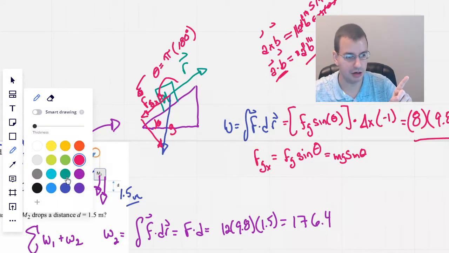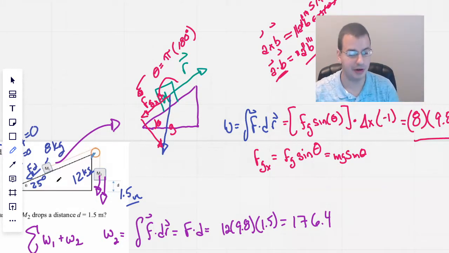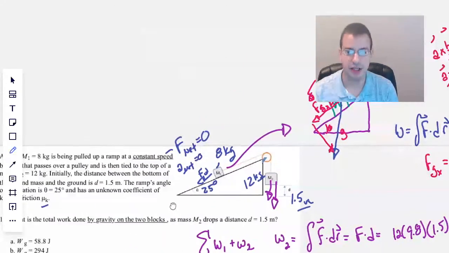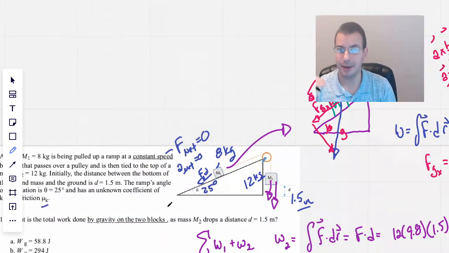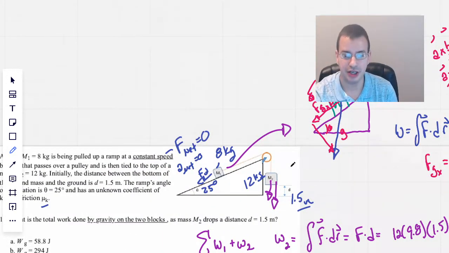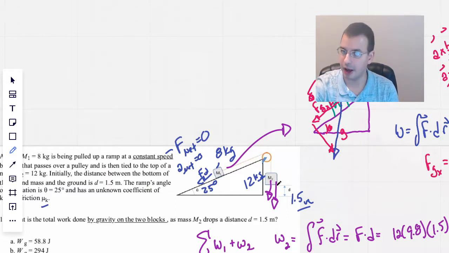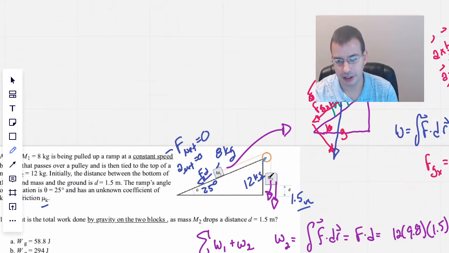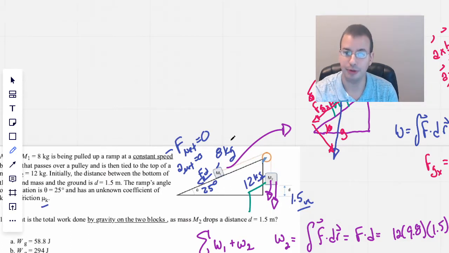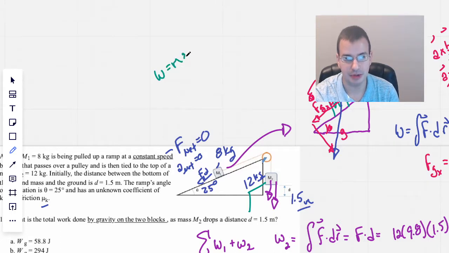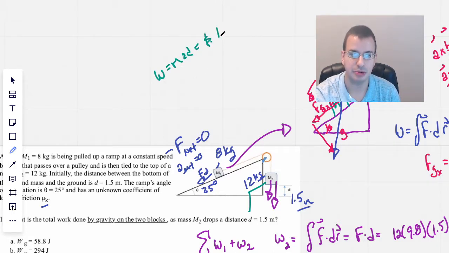Another way to look at this, which is probably the way I would do it if I was stressed for time, is I know gravity operates up and down. And so I would just look at everything in terms of up and down. So you're like, all right, this block drops 1.5 meters. So work equals mass times acceleration times distance. So that would be mass, which would be 12, times 9.8 times 1.5.